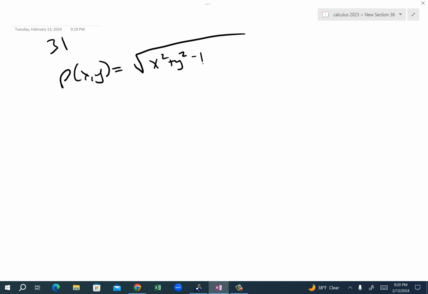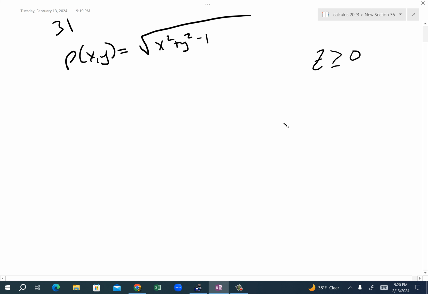And then let's see what we're going to be doing here now, in the domain and the range. So first of all, domain and range. The range, obviously, z is bigger than or equal to 0. And then, of course, the domain is x squared plus y squared.